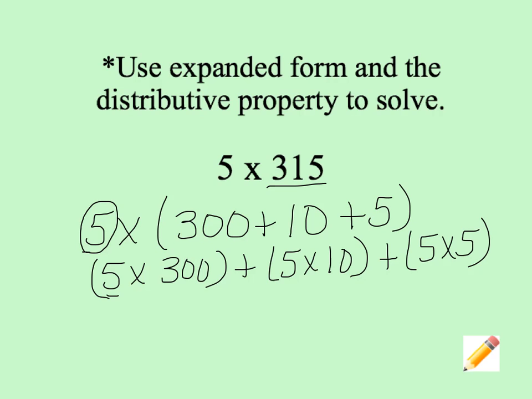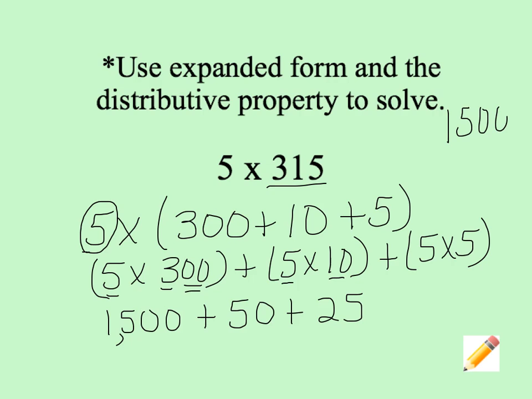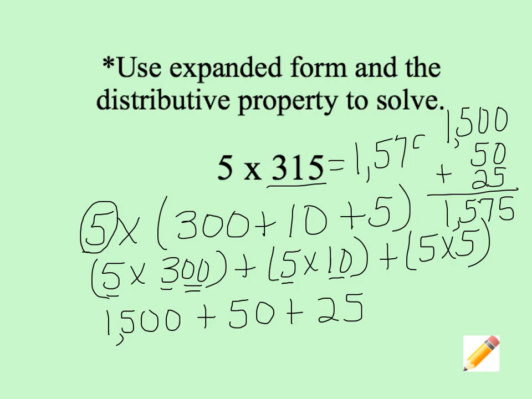Okay, 5 times 3 is 15. And I have the 2 zeros because it's 300. 5 times 10, I know that one, that's 50. And I know 5 times 5 is 25. So now I need to add them up. And I like to add my numbers up vertically. So I'm going to put 1,500, 50, and 25. And let's add them up. And we have our new product, 1,575.